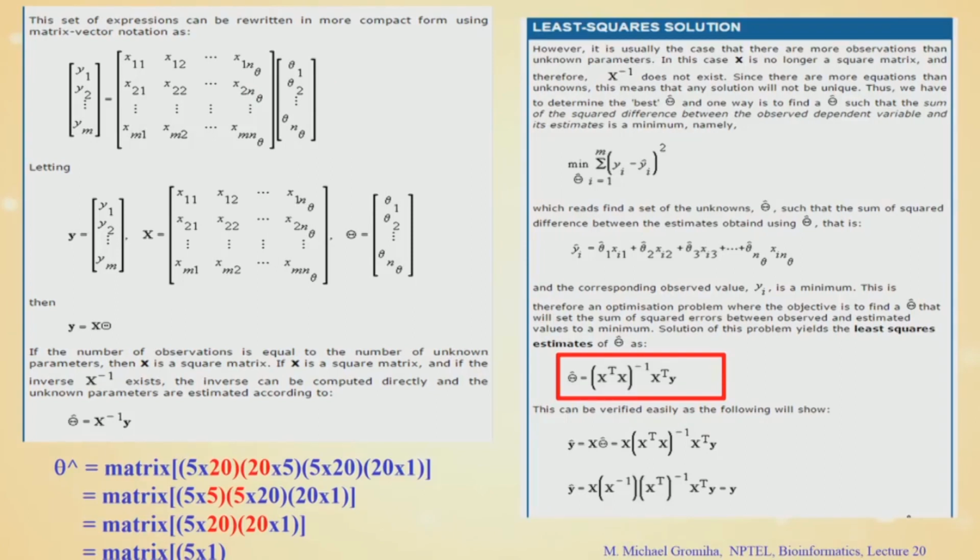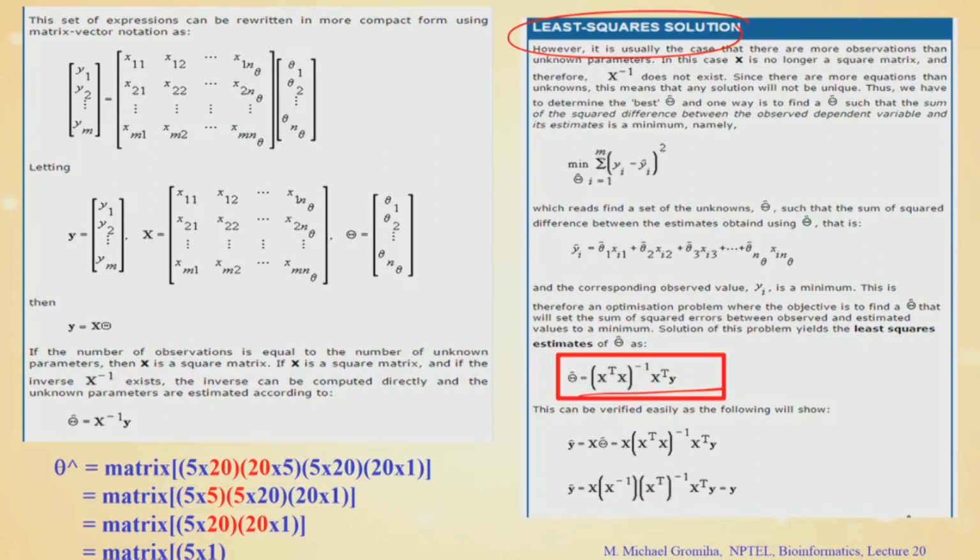But in our case we have 20 equations and only 5 variables. In this case we use the principle of least squares to identify the coefficients so that the deviation is the minimum. You can see the deviation is the minimum of y minus y bar the whole square. If you do it like this, you can calculate the atomic solvation parameters using this equation: x transpose into x, this inverse, and x transpose into y.